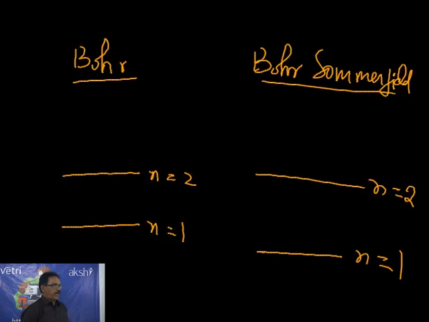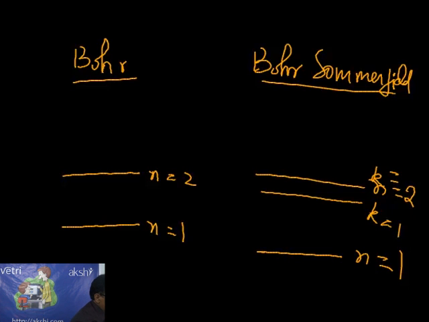According to Bohr Sommerfeld, for the second level, that is n equal to 2, there will be two orbits, that is n minus 1 elliptical orbit will be there. So the second level consists of 2 sub-levels. I will call this k equal to 1, this k equal to 2. That means when n equal to 2, according to Bohr Sommerfeld, there are two sub-levels, one is k equal to 1, another is k equal to 2. Here, k equal to 2 is nothing but n equal to 2.